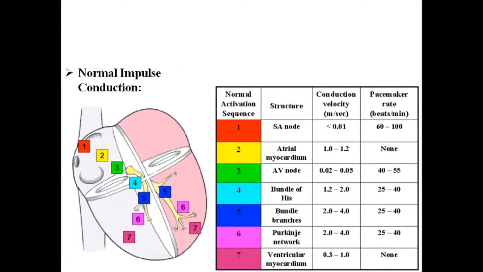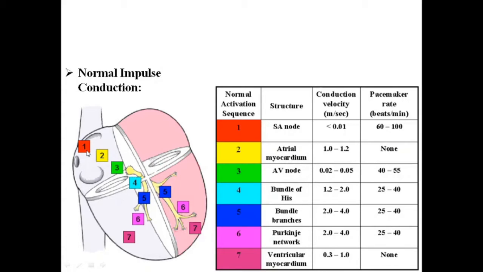Now the sequence which we just saw here is given from number 1 to 7, showing how the pace generated at the SA node flows and ends. So this is number 1, the SA node. Here, for the information, the conduction velocity is also mentioned. This is the pacemaker rate, which is shown in beats per minute. So when it is generated, it is between 60 to 100.